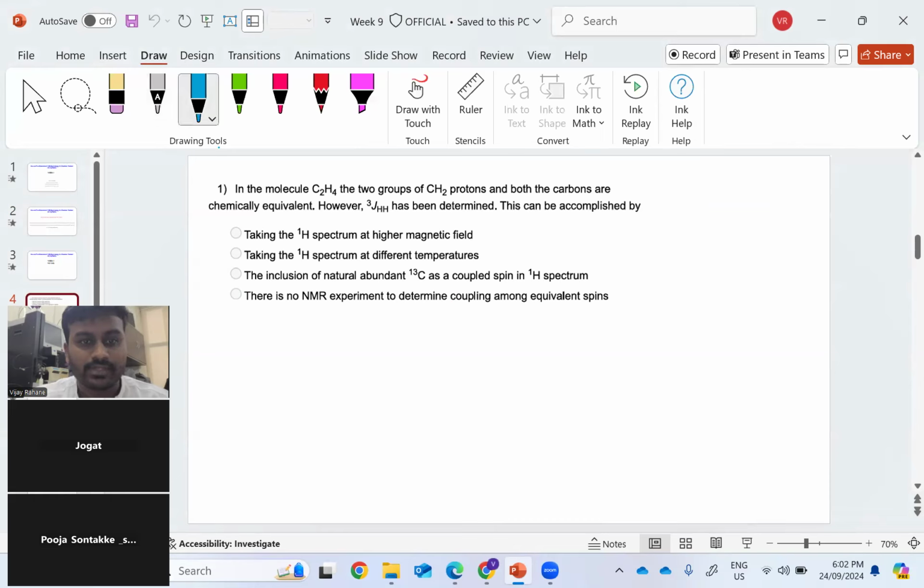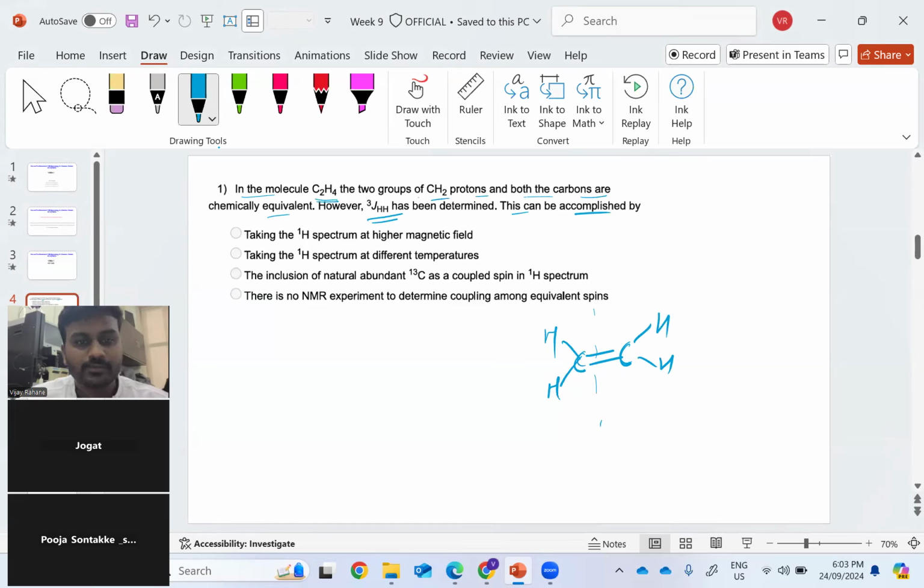The first question is about the molecule C2H4. The two groups of CH2 protons and both carbons are chemically equivalent, because if you draw the structure, it has a plane of symmetry. So both CH2 groups are chemically equivalent, as well as the protons. However, J13CH has been determined. This can be accomplished by, so there are multiple options given.